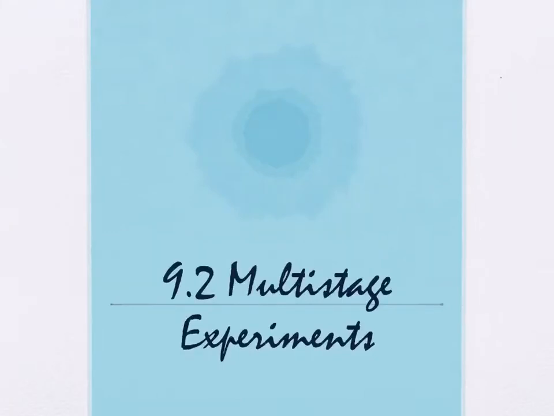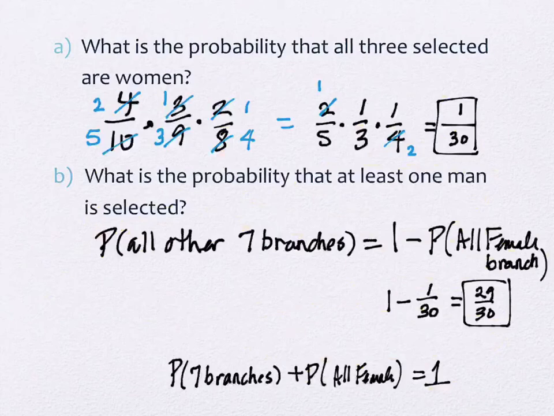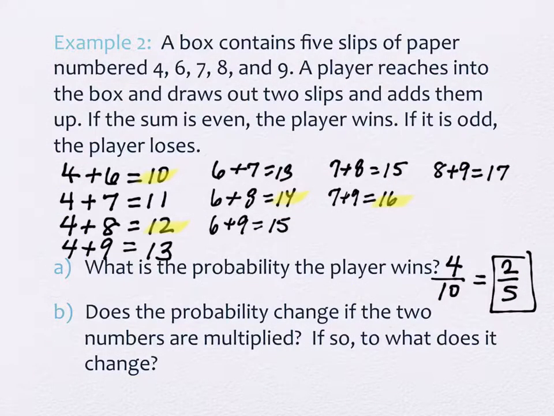Last time we started section 9.2, Multistage Experiments. We talked about the fact that all of our problems are going to show some version of a traditional tree diagram or an equivalent kind of argument. And we had taken a look at example number 2, where we had slips of paper in a box and we were pulling out 2 slips of paper. On part A, we added the slips' values together, and on part B, we're asked, does it matter if instead we had multiplied? If we were multiplying instead of adding, does it change things?